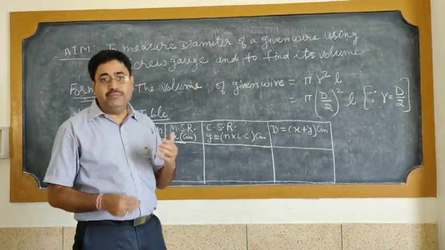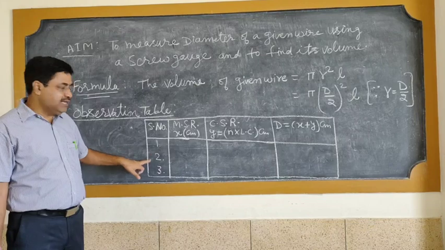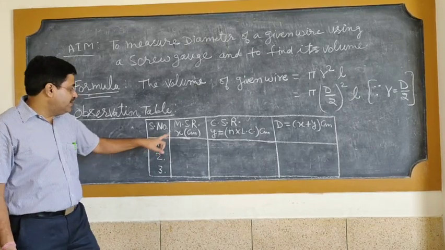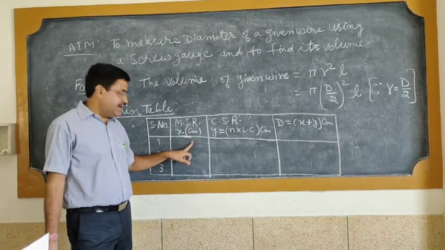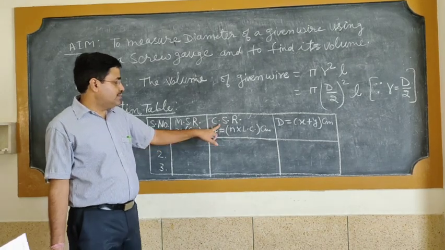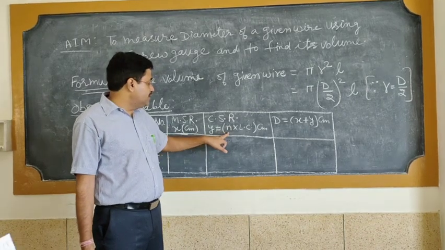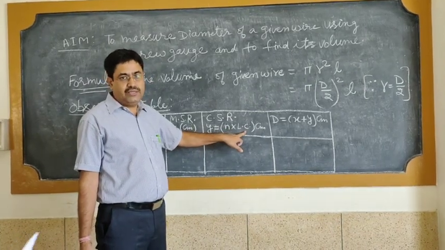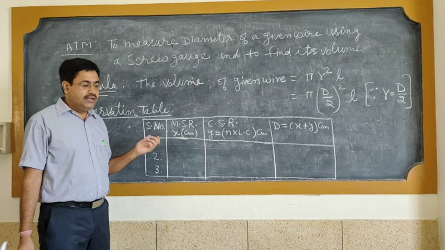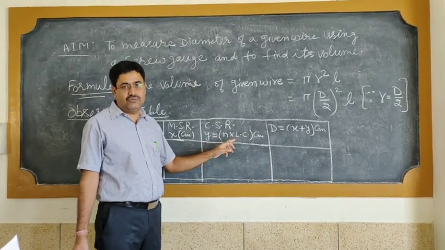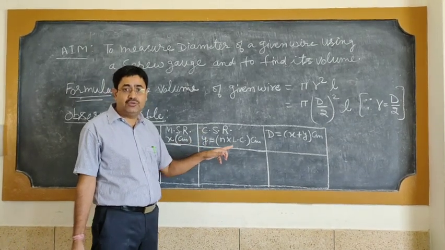Now how do we make the observation table? For the observation table we use serial number. We have to take 3 readings. One is your MSR. MSR means main scale reading, that is in centimeter. I represent it by X. Now again I am using CSR, meaning circular scale reading. It is Y, and it equals N into least count. All of you know the main scale least count is 0.1 centimeter. It is understood, we don't show it. But you know for the screw gauge we are using the least count 0.001 centimeter. I write CSR equals Y equals N into least count.